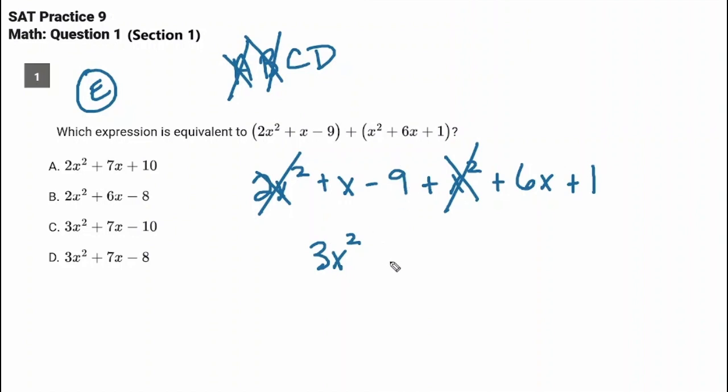So do the x term next. It's plus x and plus 6x, plus 7x. No help. And then minus 9 and plus 1 is minus 8. C says minus 10. And so D's the answer. Move fast. Don't hurry. Get it right. Move on.